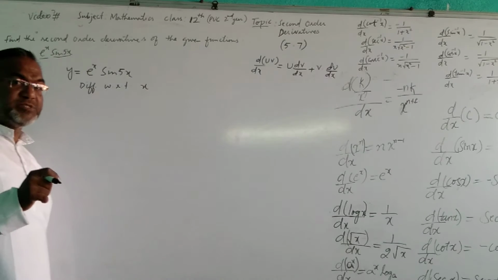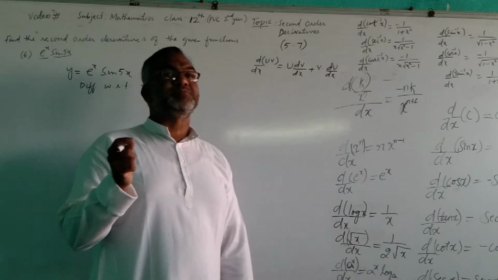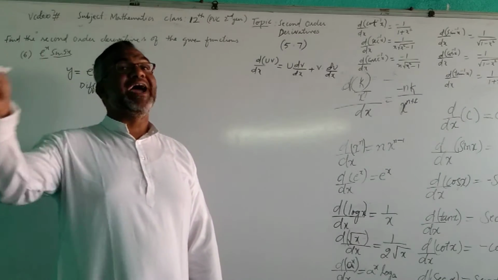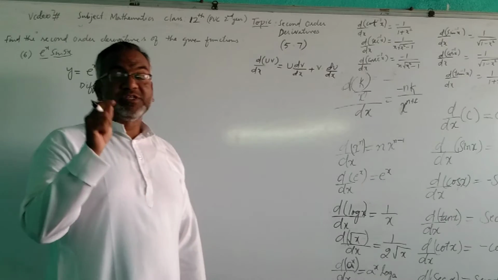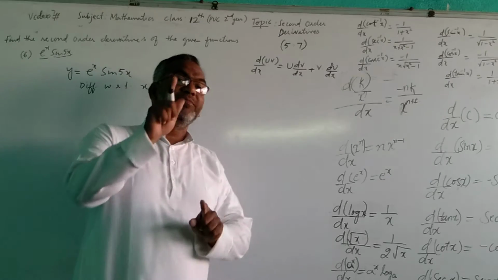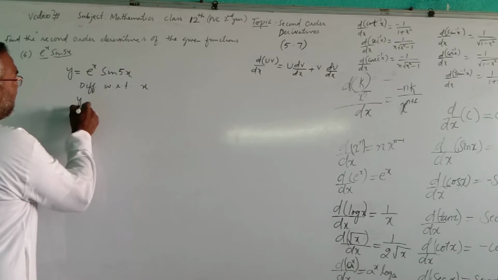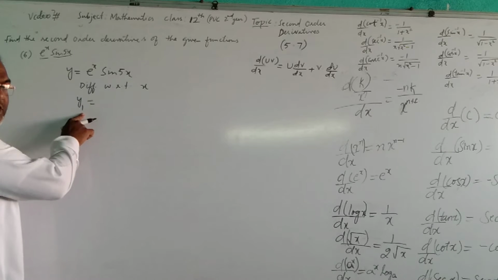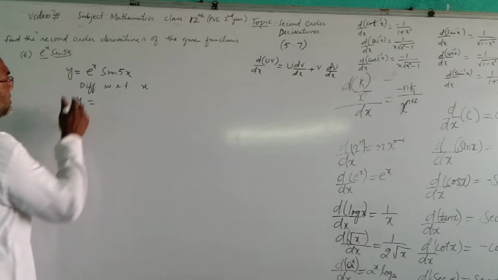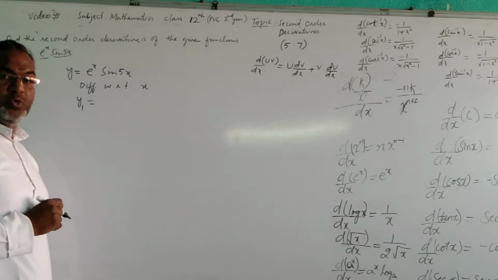When we differentiate with respect to x, the differentiation of x will be 1. If we differentiate with respect to y, the differentiation of y will be 1. Differentiate with respect to what? The differentiation of that variable will be 1 always, right? Okay, now y1 will be the first order derivative, or you can write y dash or dy by dx. We are going to apply the UV rule.